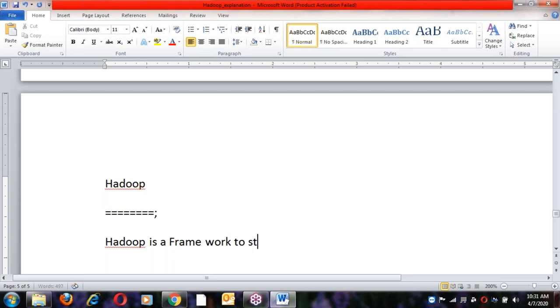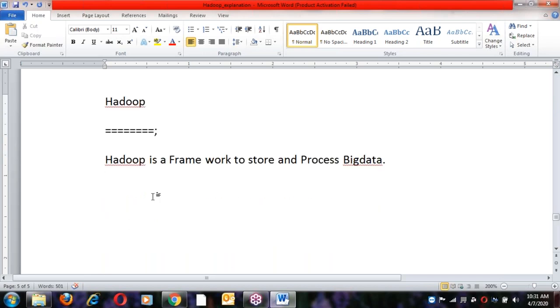Hadoop is a framework to store and process big data. Now let us see the core modules of Hadoop. Basically, there are two core modules in Hadoop.